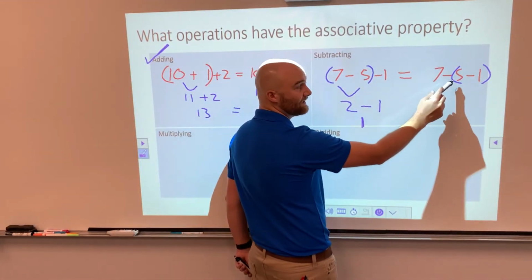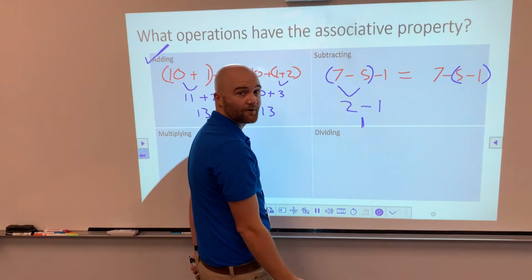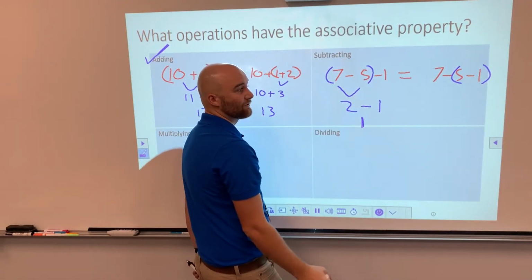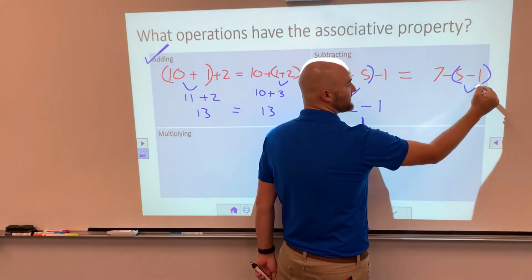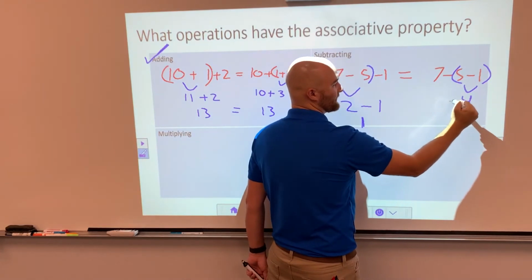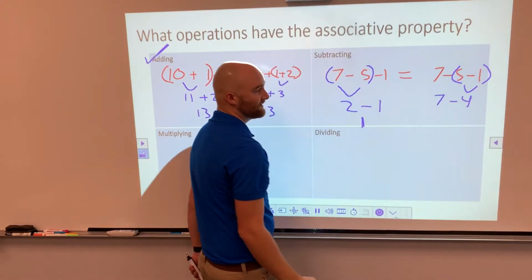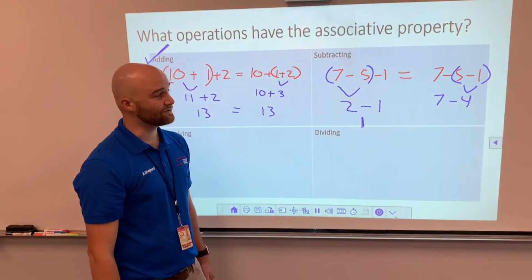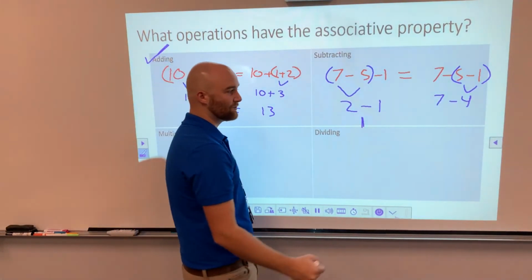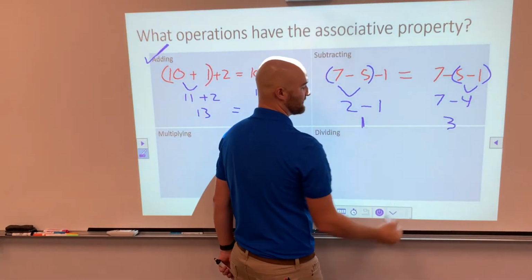On the right side, we said 5 and 1 are friends. They're grouped together. So 5 minus 1, that gives us 4. Then I have to bring down this 7 and this minus symbol that I didn't use yet. 7 minus 4 gives us 3.